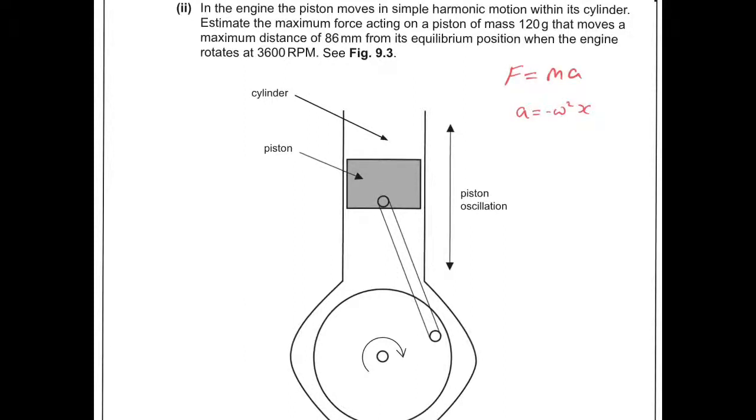So we've got F equals ma, and a is minus omega squared x. But a max is going to be when the displacement is the maximum, at the amplitude. And omega is going to be theta over t, the angle turned over how long it took. And we've got 3600 complete revolutions, which is 3600 times 2 pi, divided by how long that would take, which would be a minute, with 60 seconds. So that's our value for omega.